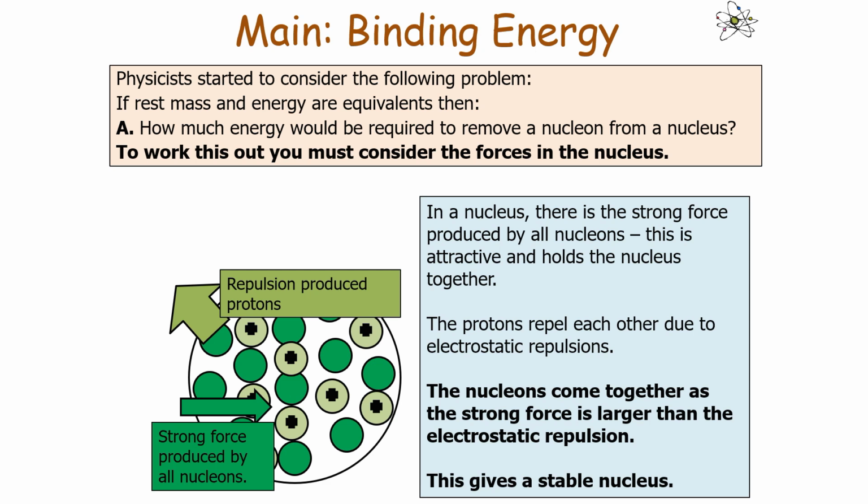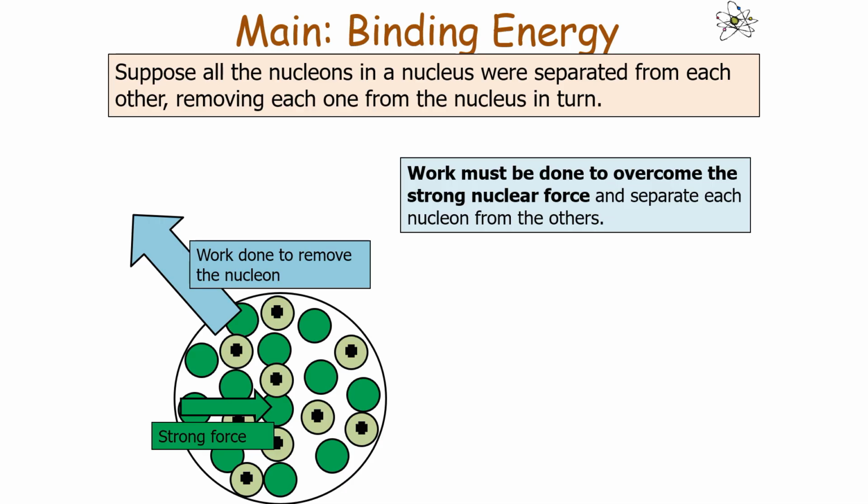The protons repel each other due to electrostatic repulsions, but the nucleons come together because the strong force is larger than the electrostatic repulsion, which gives a stable nucleus. So suppose all the nucleons in a nucleus were separated from each other, removing each one from the nucleus in turn, one after the other. Work would therefore need to be done to overcome the attractive strong nuclear force and separate the nucleons out from each other.